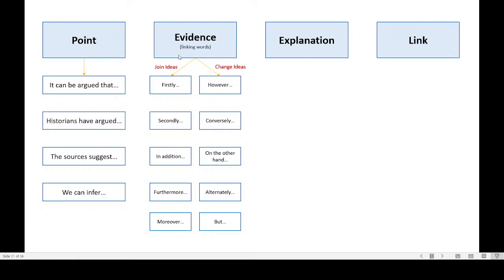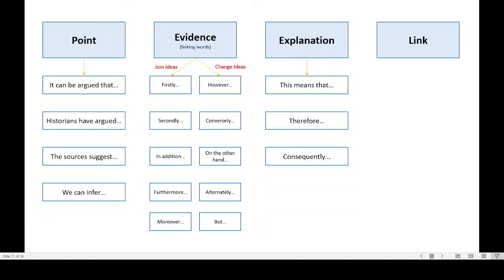our argument. After we give that evidence, we have to explain that evidence. It's not good enough just to merely state the narrative or tell the story. We need to explain and provide analysis as we go. That's what excellent paragraphs will receive. So phrases that we can use to explain is this means that, therefore, consequently, as a result.